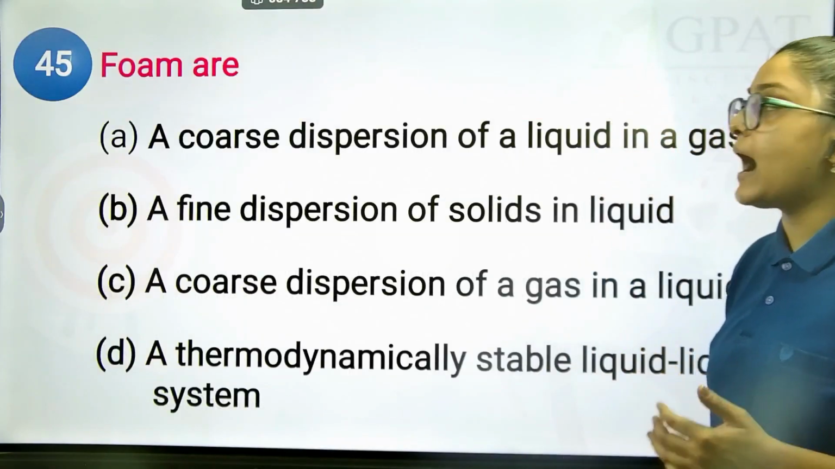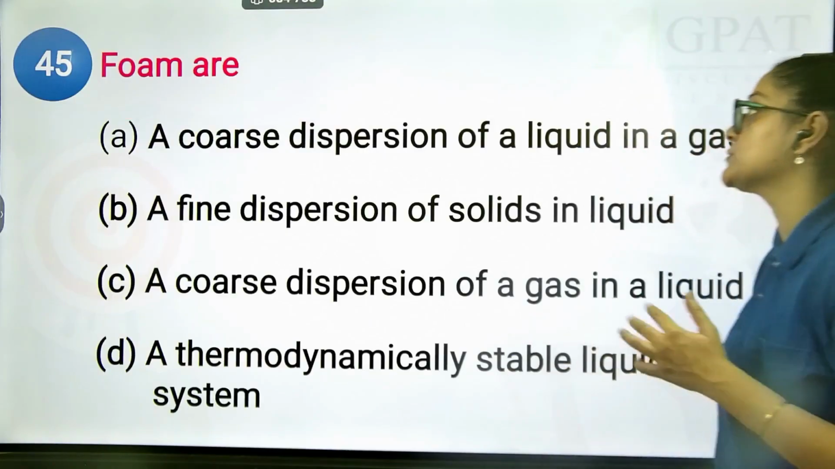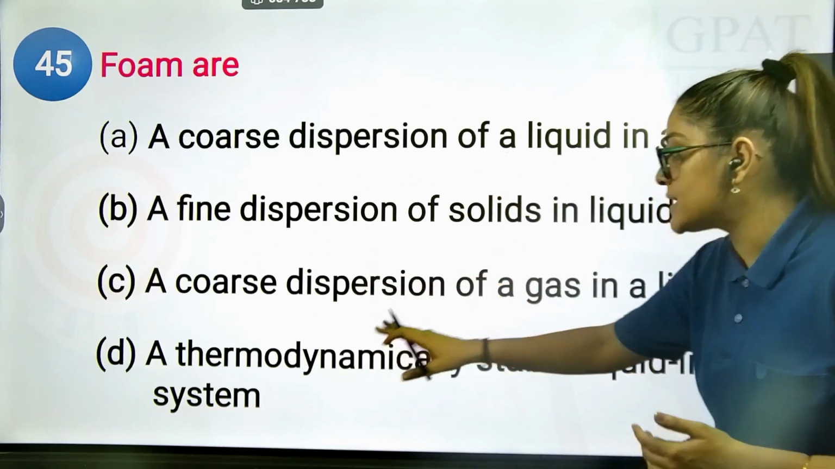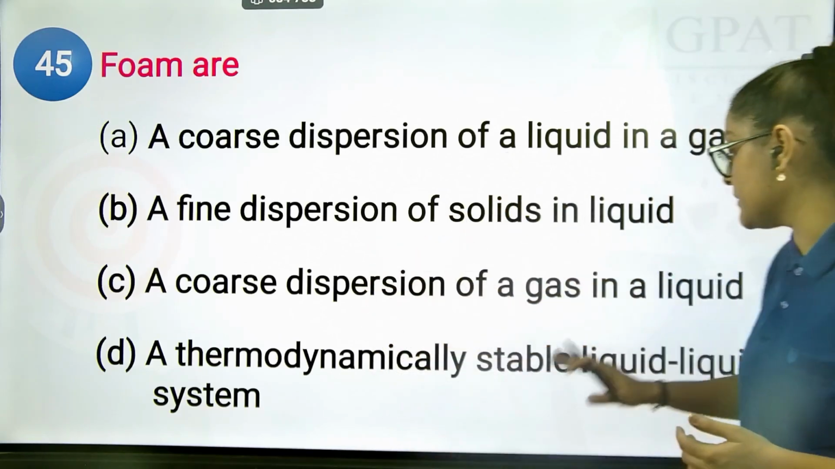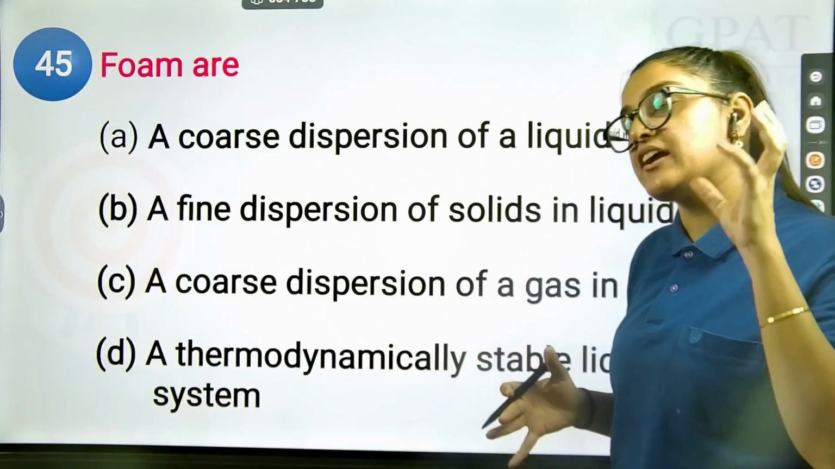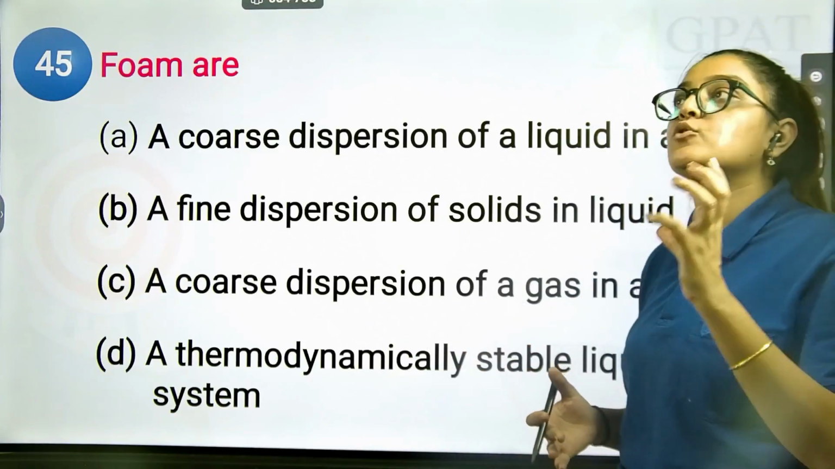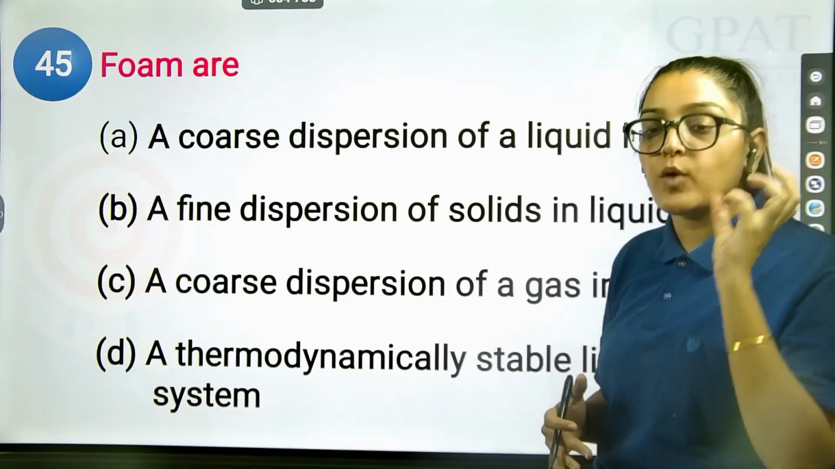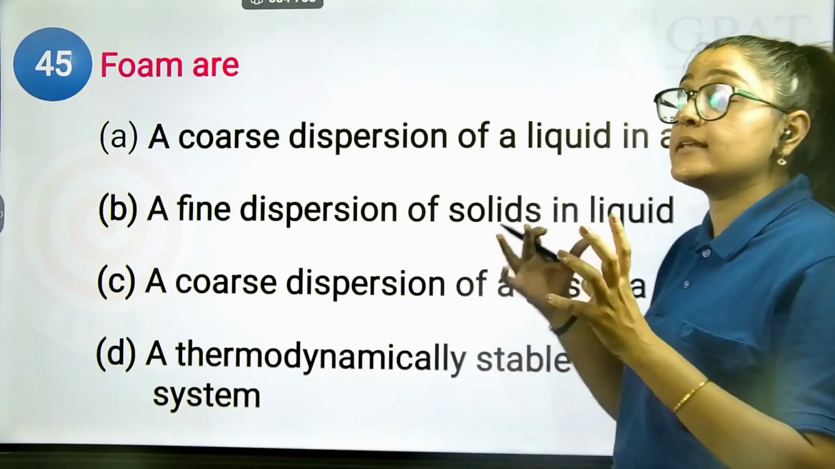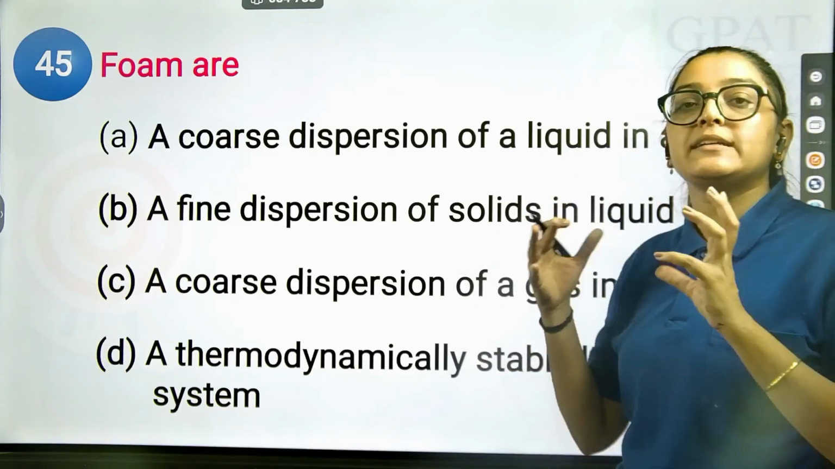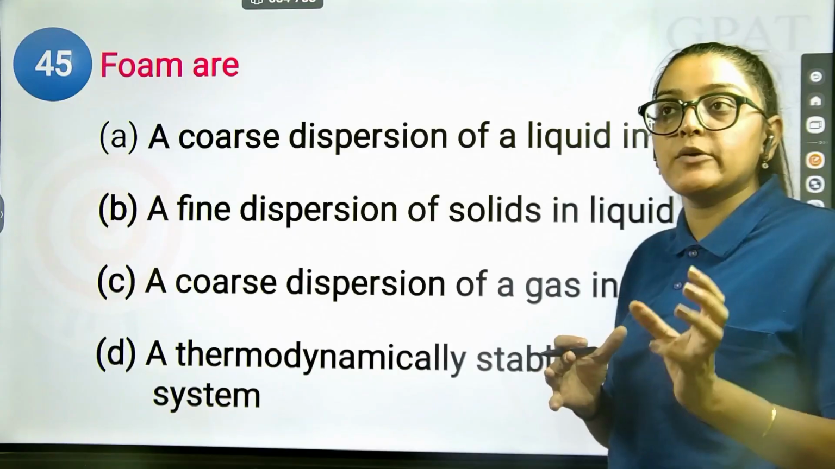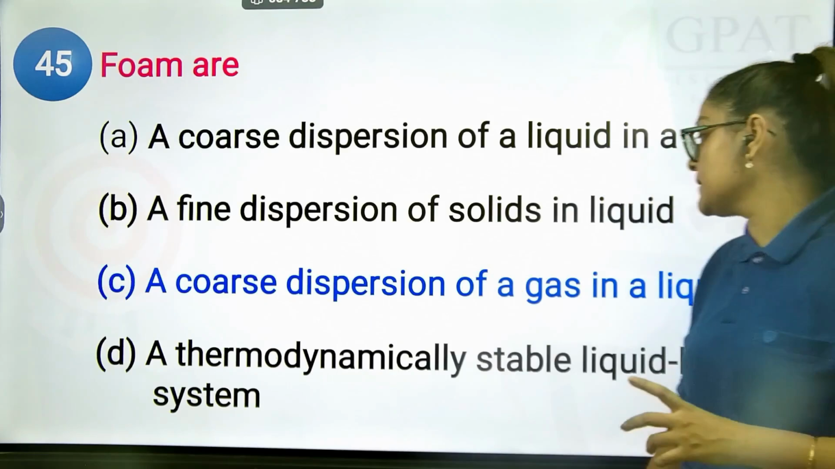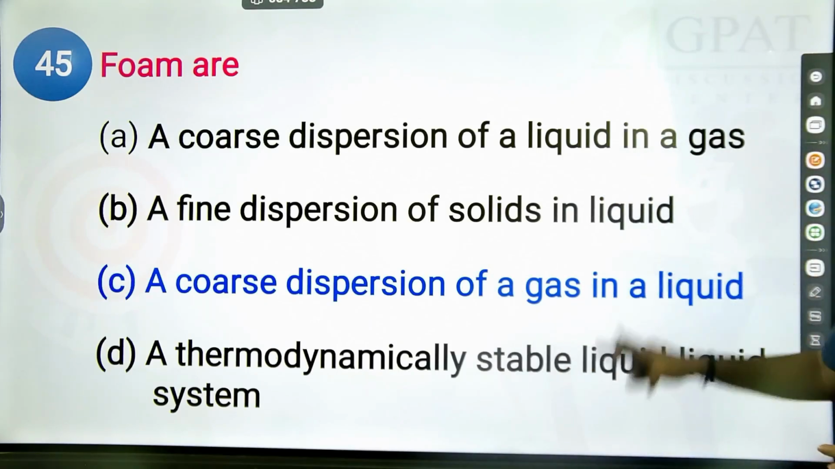Okay, next. Foams are what? Foams are coarse dispersion of liquid in gas, fine dispersion of solid in liquid, or coarse dispersion of gas in liquid, thermodynamically stable liquid in liquid. When we talk about foam, definitely one of the phases is going to be a gas. Most importantly, either the dispersion medium or the dispersed phase is going to be a gas. At least one of them has to be in the form of gas. Only then you take it as a foam, or we'd say aerosol. But in the foam, we usually use a liquid and a gas. The gas will be in the dispersed phase, while the liquid will be in the dispersion medium. So it will be a gas in liquid dispersion.